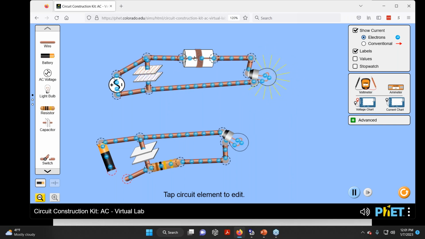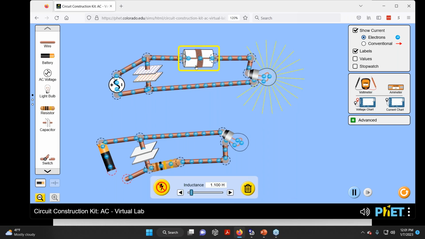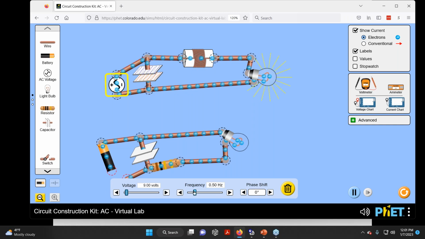But I do want to point out first, here's an inductor. An inductor is something that happens in a coil of wire. And if I increase this inductance, look what happens to the light bulb. All right, something to be aware of. On the other hand, if I increase the voltage, the frequency, the light bulb begins to flash, but there's such an exchange here, we've almost shut off the voltage heading towards the light bulb. So these are the kinds of things that I want you to remember.